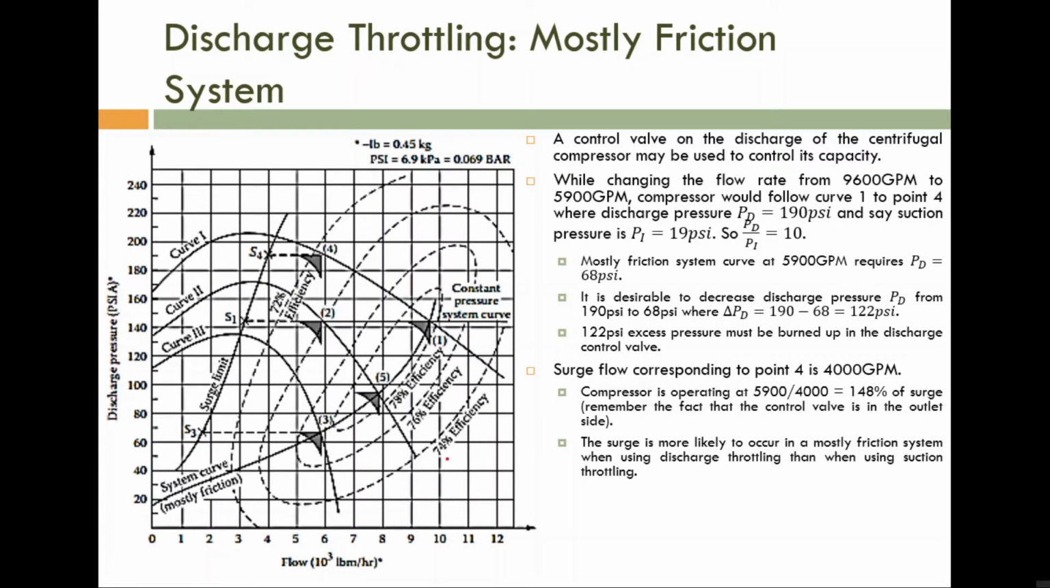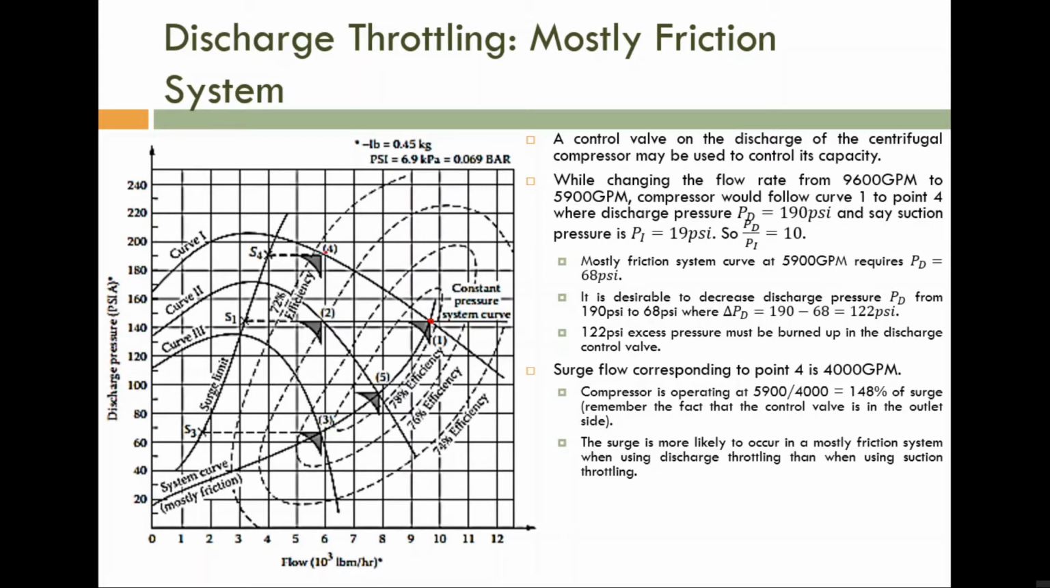Okay, so in last class we discussed suction throttling using this compressor curve. What I told you was that initially this is the operating point. Due to some reason the flow is decreased to 5900 gallons per minute. So the operating point is shifted to operating point 4 through curve 1, because currently operating point 1 is lying on curve 1. If there is any change in flow rate, the operating point will follow that curve.